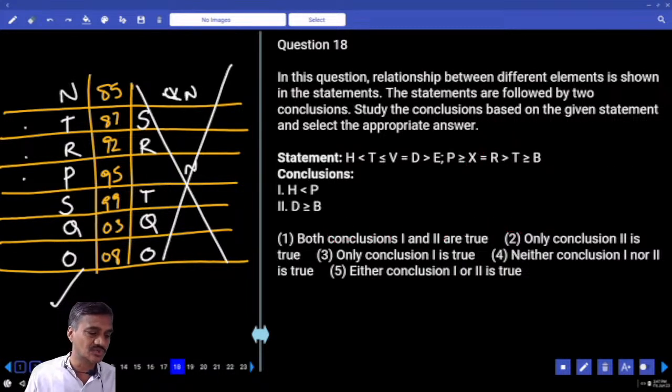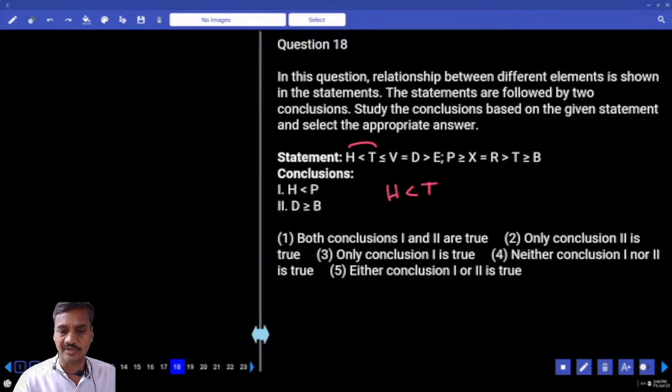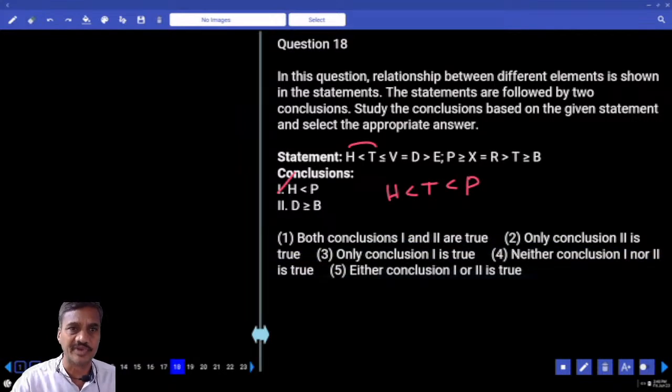Now, two questions are given under 18 and 19. Put it in equalities: H and P. Now between H and P, which letter is common? T is common. H is lesser than T, and P is greater than T, which means T is lesser than P. Hence, H is definitely lesser than P.